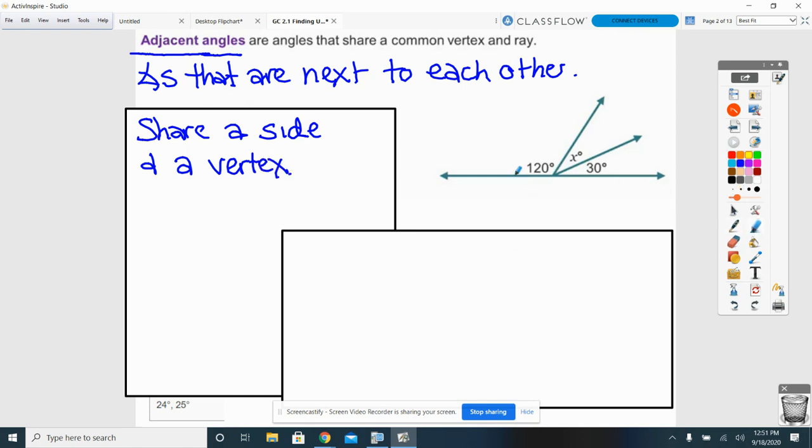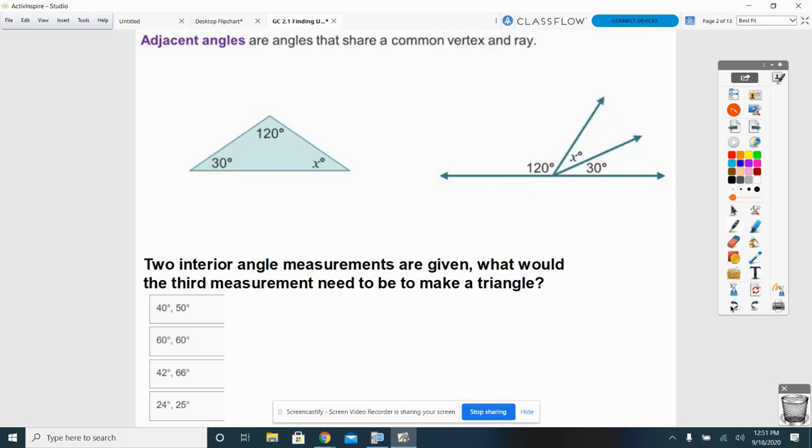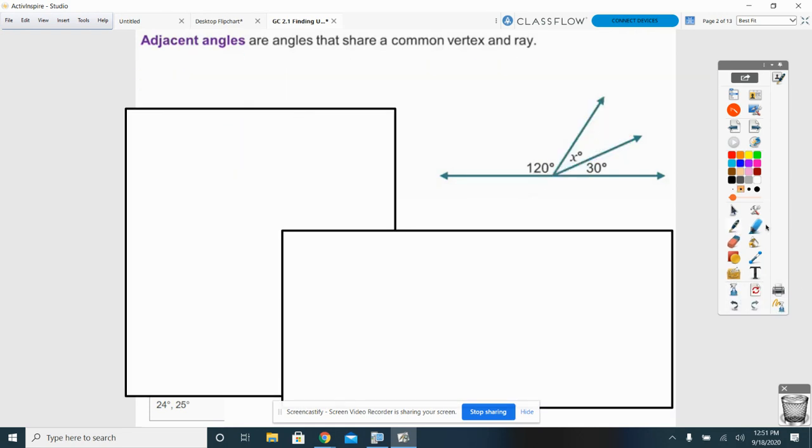So if you look here, this 120 is adjacent to the x. They're right next to each other. They share a vertex, which is the point here, and they also share a side, and the ray that they share was this guy. There is another pair of adjacent angles in this example. Angle x is adjacent to this angle 30. They share that vertex and they share that side.